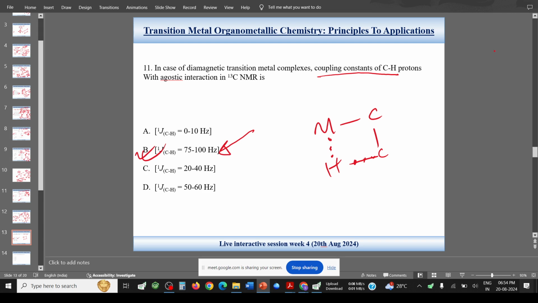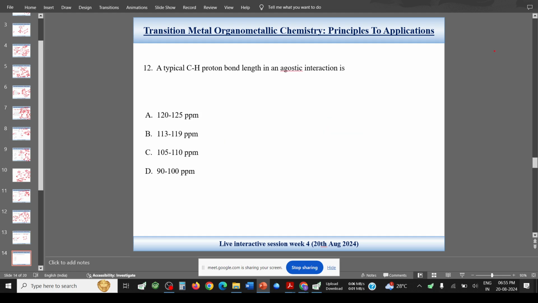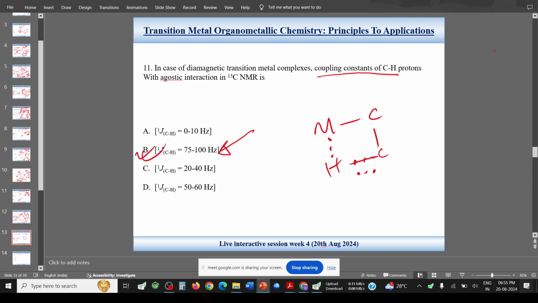Okay, is this clear? This bond length will be less, and that's why the coupling constant will be less than normal. Normally it will be more, like 110, 120. But for the agostic interaction, we are considering this carbon-hydrogen coupling constant.